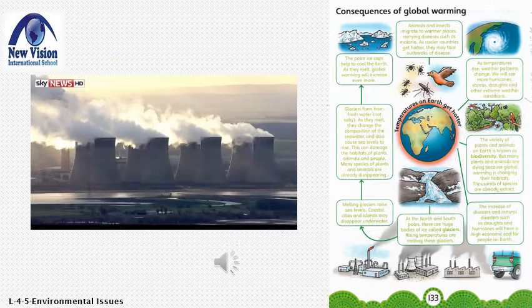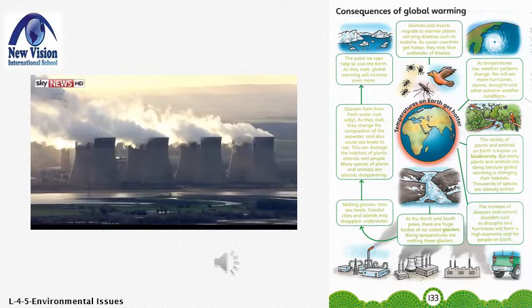Animals and insects migrate to warmer places, carrying diseases such as malaria. As cooler countries get hotter, they may face outbreaks of disease, hurricane storms, droughts and other extreme weather conditions. The variety of plants and animals on Earth is known as biodiversity, but many plants and animals are dying because global warming is changing their habitats. Thousands of species are already extinct. The increase of diseases and natural disasters such as droughts and hurricanes will have a high economic cost for people on Earth.